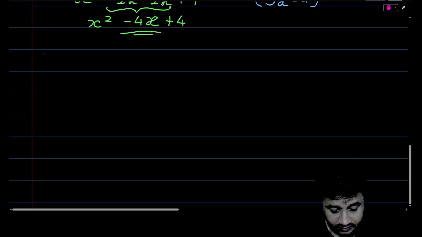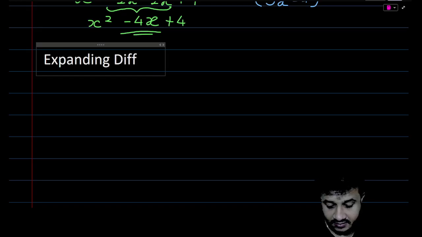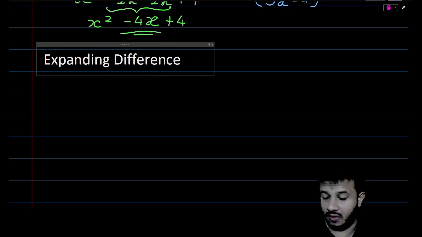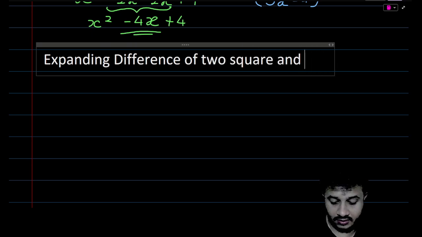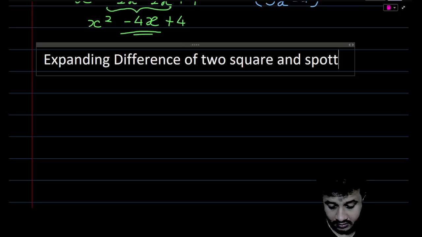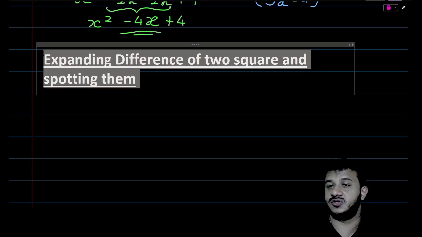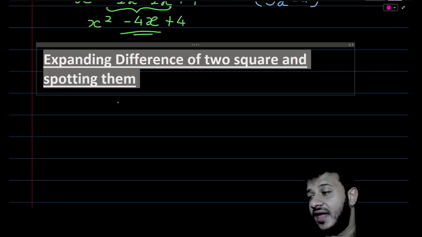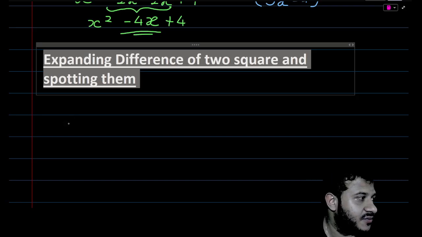Let's write down expanding difference of two squares. And here, how can I say it? Spotting them. So you need to spot it. As soon as you see it, you should be like, that is difference of two squares. What does this spotting mean? What do I mean by that?